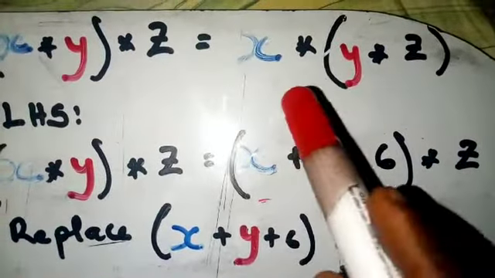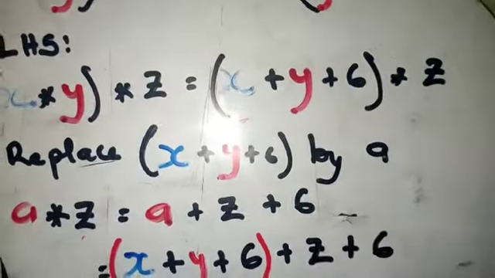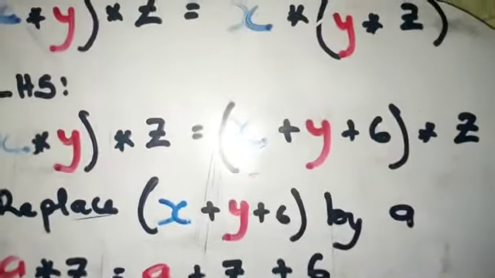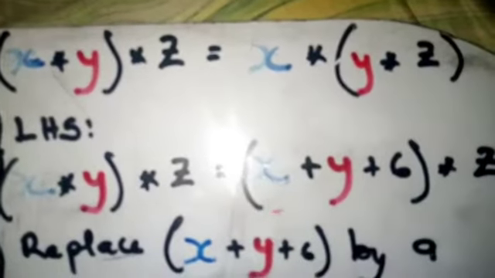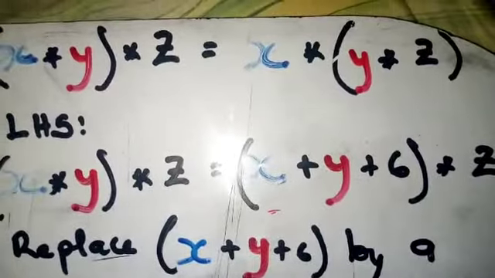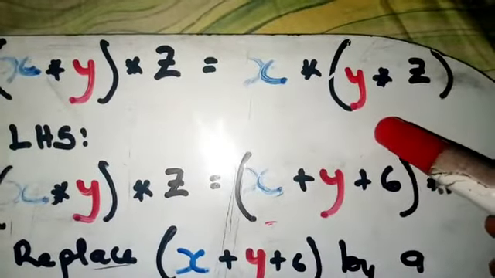So we need to check the right hand side and determine if what I had for the left hand side is equal to what I will get for the right hand side. Then you can conclude that the operation is what? Associative. Is that okay? That is the only condition.